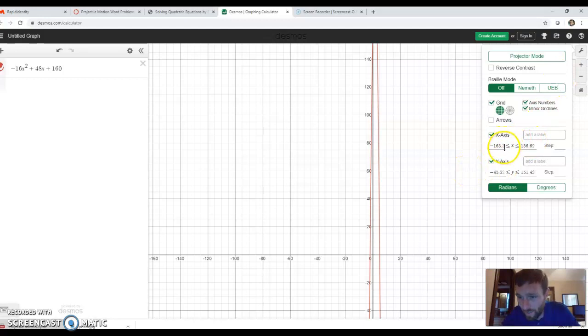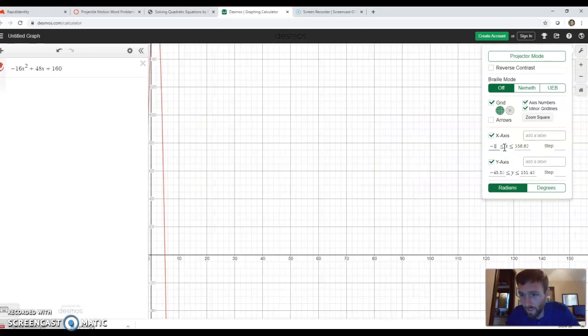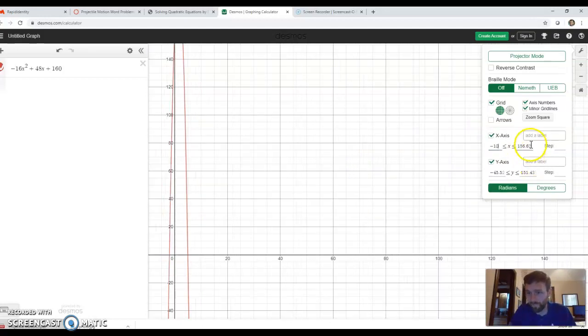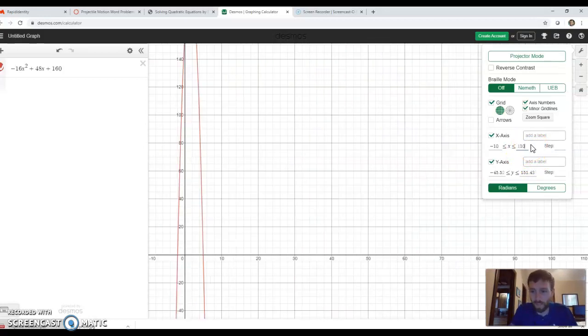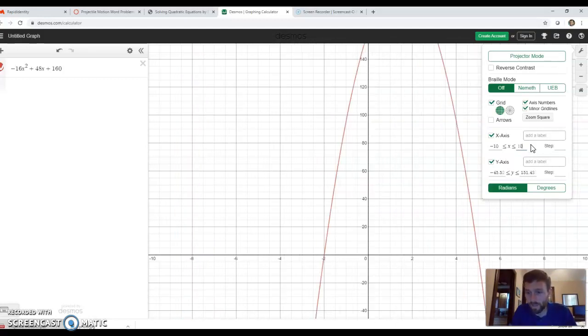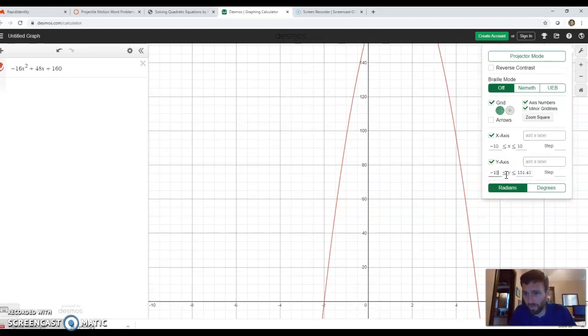So on the x-axis, let's delete. I'm going to go from negative 10 to positive 10. All right, got it. And then the y-axis, I'm going to start a little below 0. Let's go negative 10. That'll be fine.